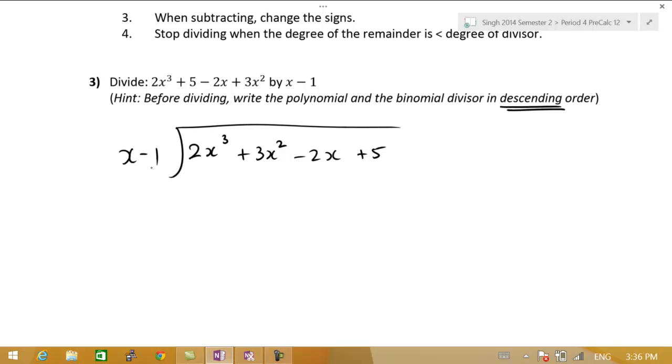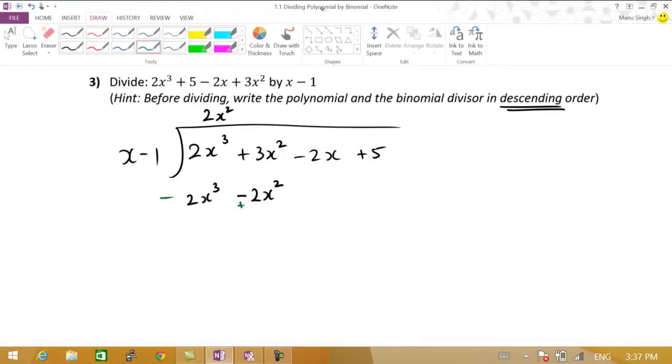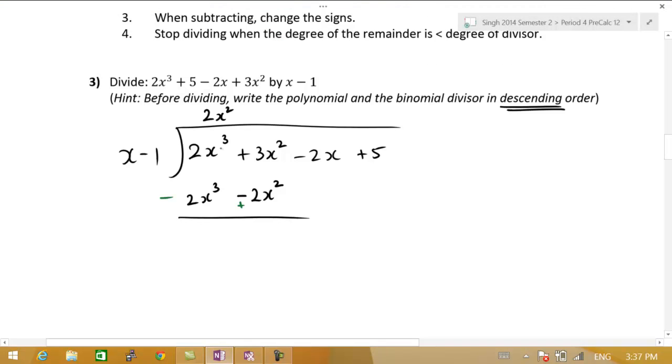So once again, we'll go ahead and do it. x goes into 2x cubed 2x squared times. So 2x squared times x gives 2x cubed, and 2x squared times a negative 1 is going to give you a negative 2x squared. I'll subtract. Okay, when I subtract, the signs change. So that means 2x cubed minus 2x cubed goes away. 3x squared plus 2x squared is going to give me 5x squared. Bring the negative 2x down. Again, x times a positive 5x is going to give me 5x squared. And then a positive 5x times a negative 1 is going to give me a negative 5x.